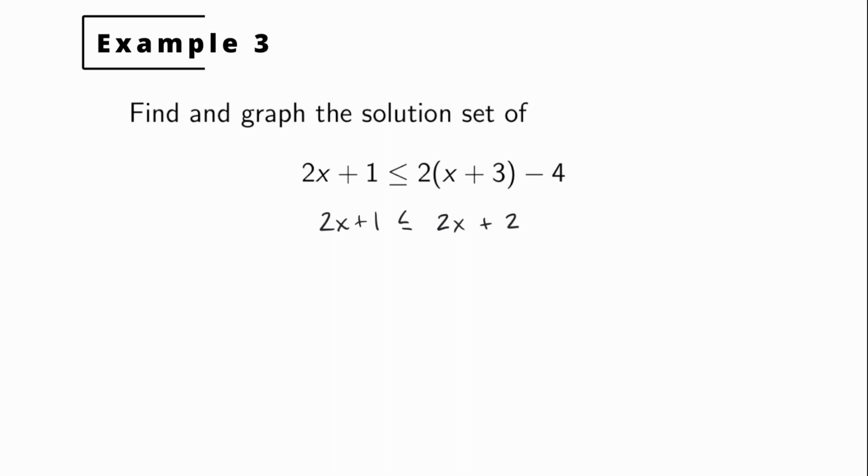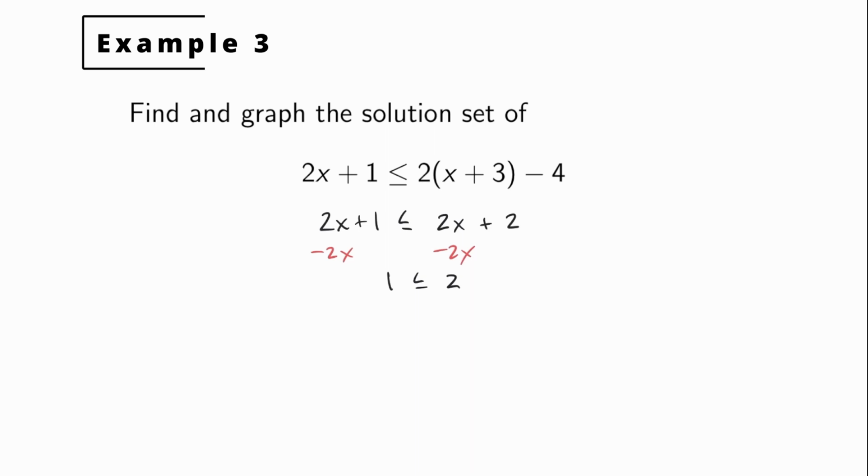And now I notice here, if I subtract 2x from both sides, there's no longer any variable here. And I get 1 is less than or equal to 2. So here's the thing. No matter what the value of x is, that inequality is always true. 1 is less than or equal to 2. And so that means that for any value of x, this inequality is always true.